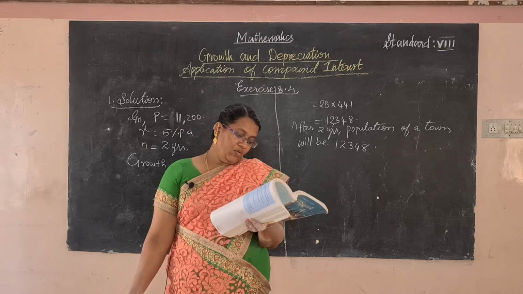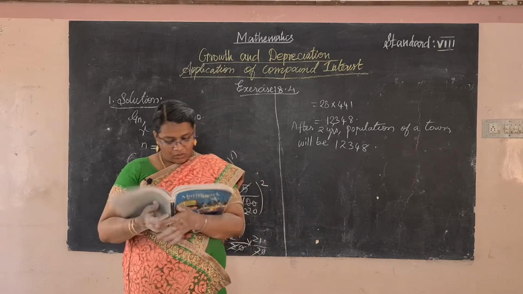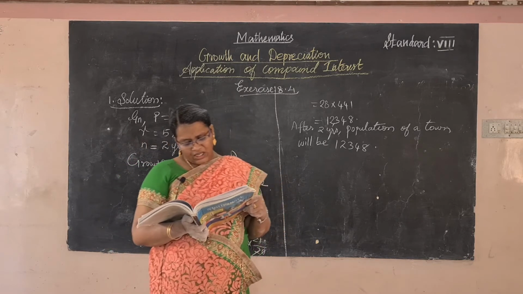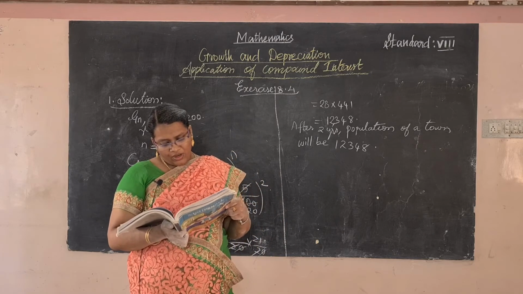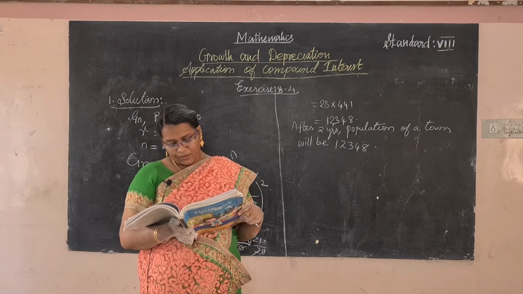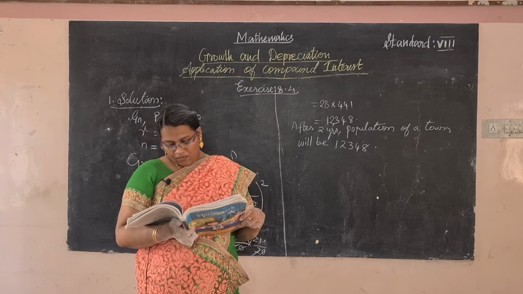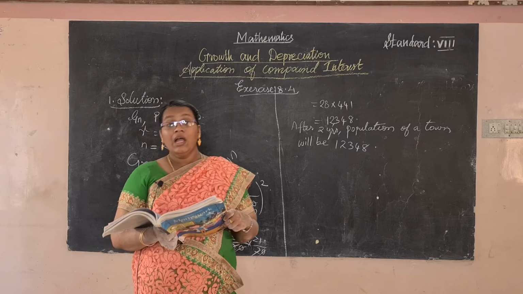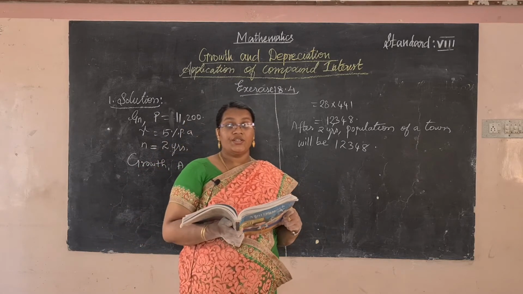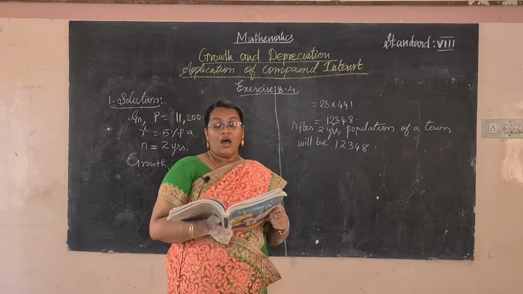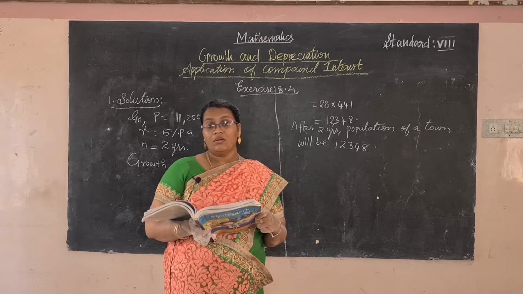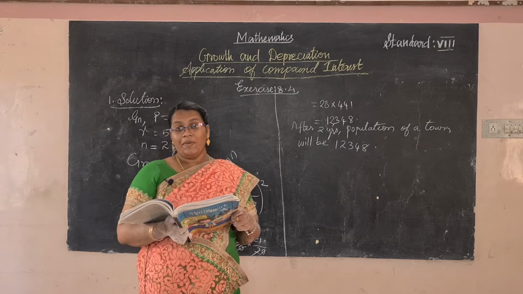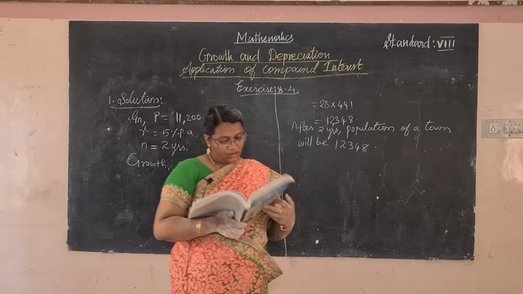The present value of an article is rupees 5,120 and its value depreciates at 12.5% every year. Find its value after 2 years. So here we use the rate of interest as depreciation. Okay, so the R value is also negative. So the formula A is equal to P of 1 minus R by 100 the whole power n. Okay.